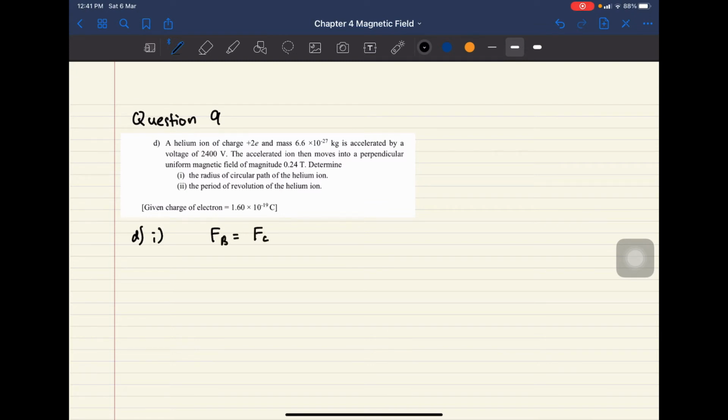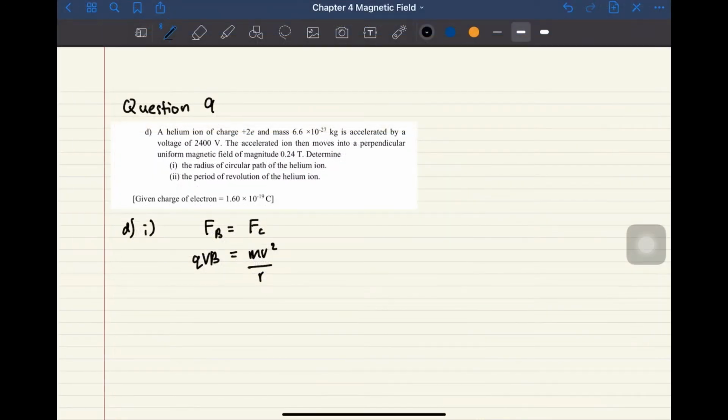F_B equals F_C. Force due to magnetic field is equal to centripetal force, so that is equal to mv squared over r. But if you want to find the value of r here, you need the values of q, B, and most importantly you still need the v. Okay, v here you don't know, so you have to calculate it.